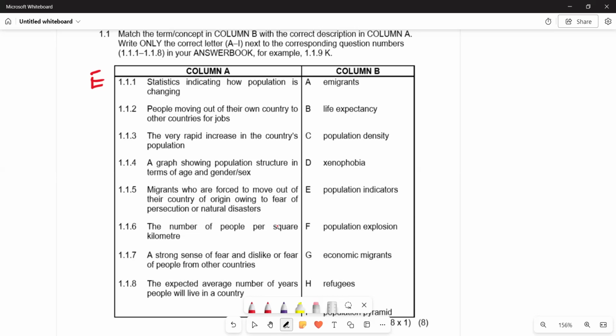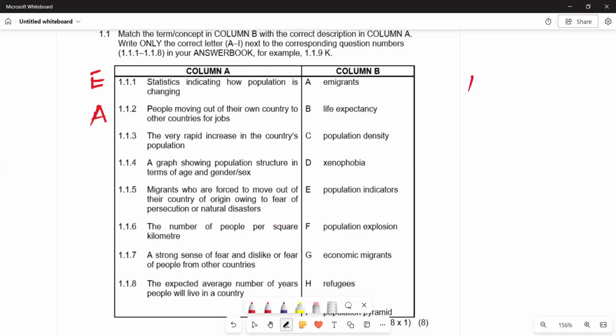Then I'll go to 1.1.2, people moving out of their own country to other countries for jobs. You see that these are emigrants. We have got A there. So this is what we have. Then when we look at immigration, with an I, it means they are people entering a certain country, so it becomes the opposite. So this is what we have in terms of 1.1.2.